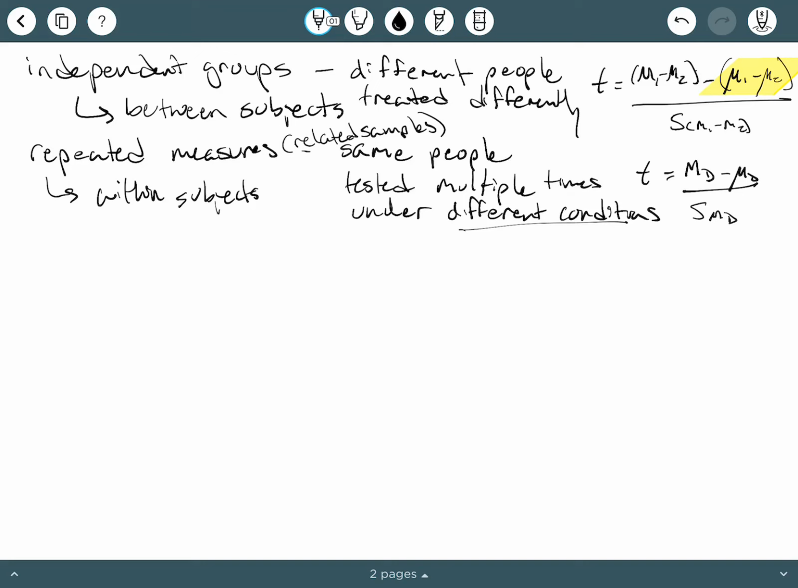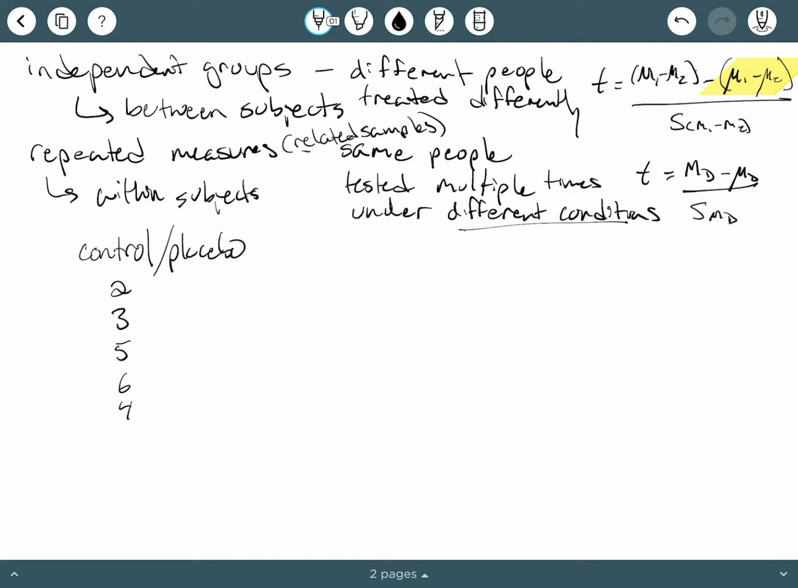But we need some data, first of all. Let's imagine that we were doing the ginkgo study again, and we have our control condition. And we have 5 people in it, 5 scores: 2, 3, 5, 6, and 4. All right. So this is the placebo group.